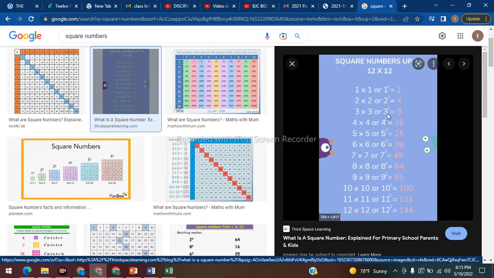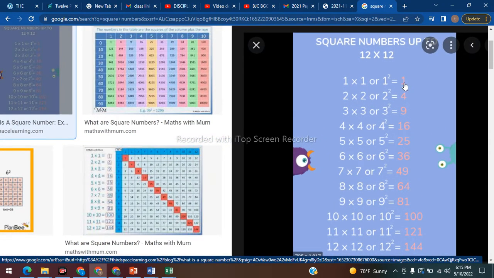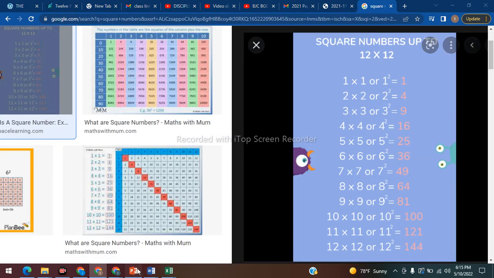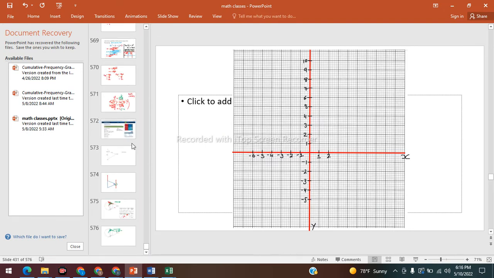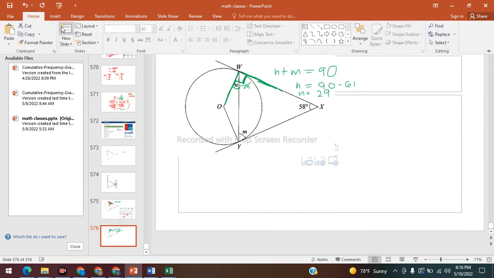So the square numbers are like this. 1 times 1 is 1. 2 times 2, 4. 3 times 3, 9. 4 times 4, 16. 5 times 5, 25. 6 times 6, 36. 7 times 7, 49. 8 times 8, 64. 9 times 9, 81. 10 times 10, 100. 11 times 11, 121, and 12 times 12, which is 144. These are our square numbers.